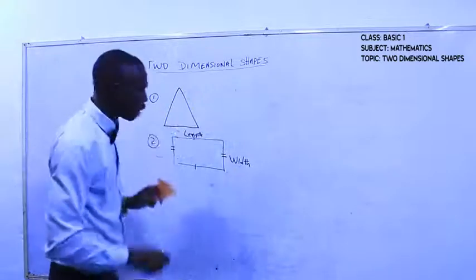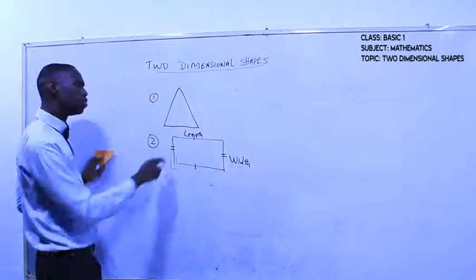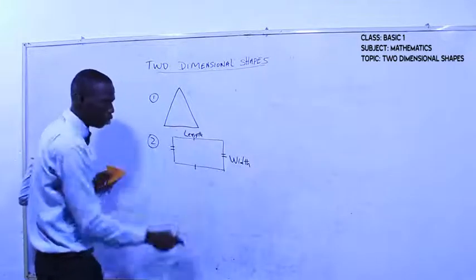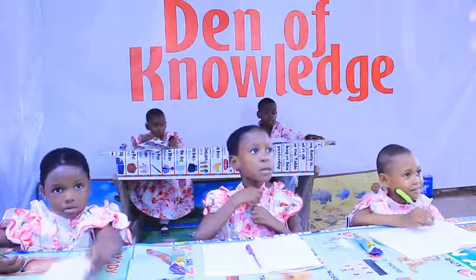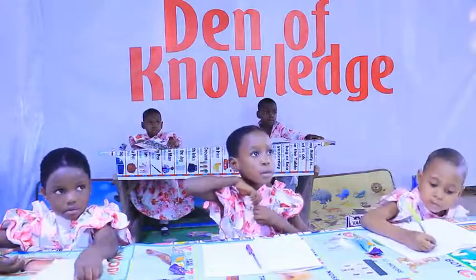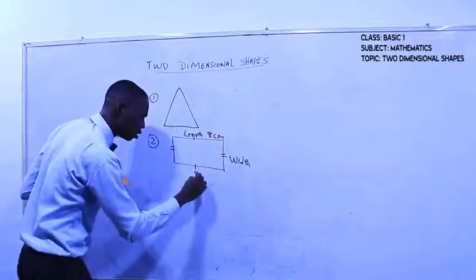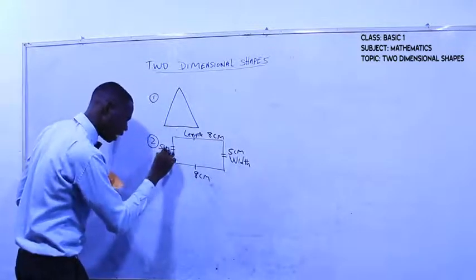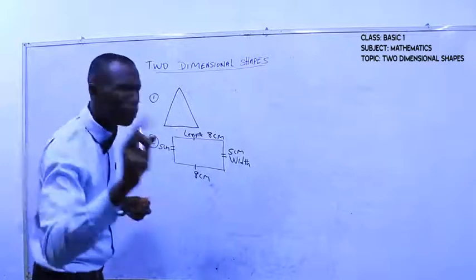That's why we call them two-dimensional shapes, because once you measure here, you've gotten the measurement of this side. Once you measure here, you've gotten this one. If this one is 8 cm, this one is 8 cm. If this is 5 cm, this must be 5 cm. That is why it's called two-dimensional shape.